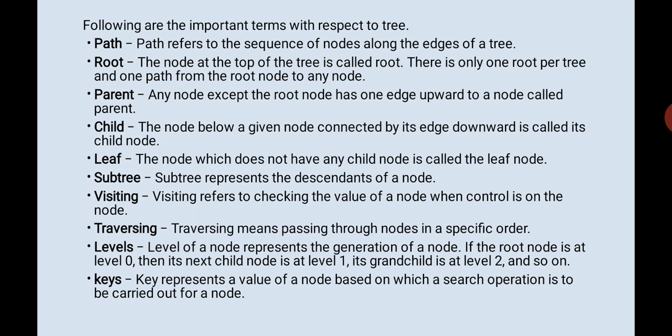Subtree. Subtree represents the descendants of a node. Visiting. Visiting refers to checking the value of a node when control is on the node. Traversing. Traversing means passing through nodes in a specific order. Levels. Level of a node represents the generation of a node. If the root node is at level 0, then its child is at level 1. Its grandchild is at level 2 and so on. So this is how you define levels. Keys. Key represents the value of a node based on which the search operation is to be carried out for the node. So the value the node holds is the key. So A was the key, right?